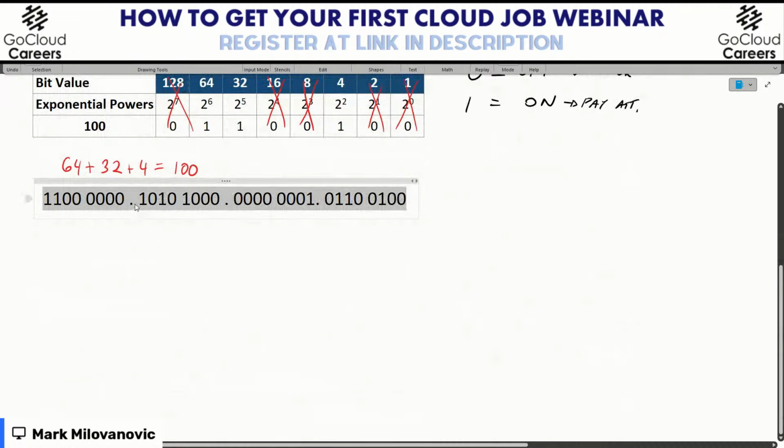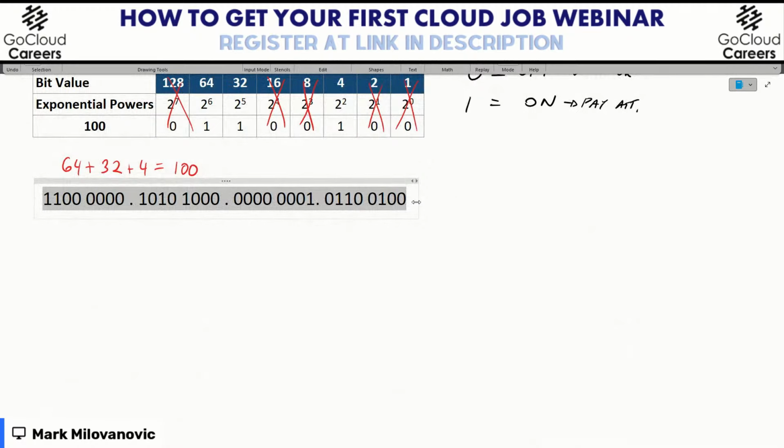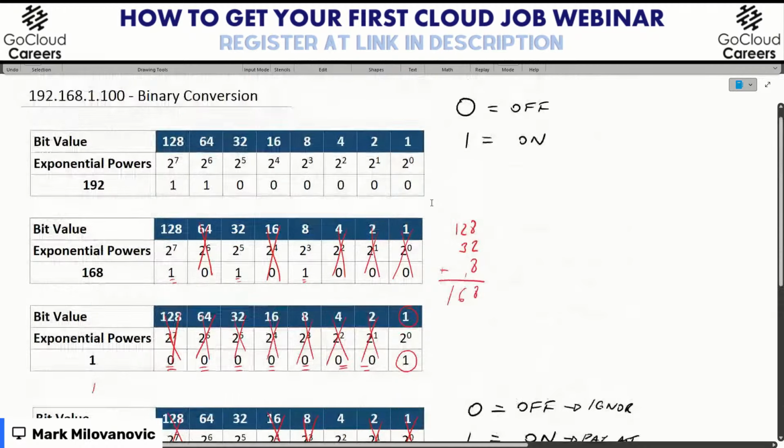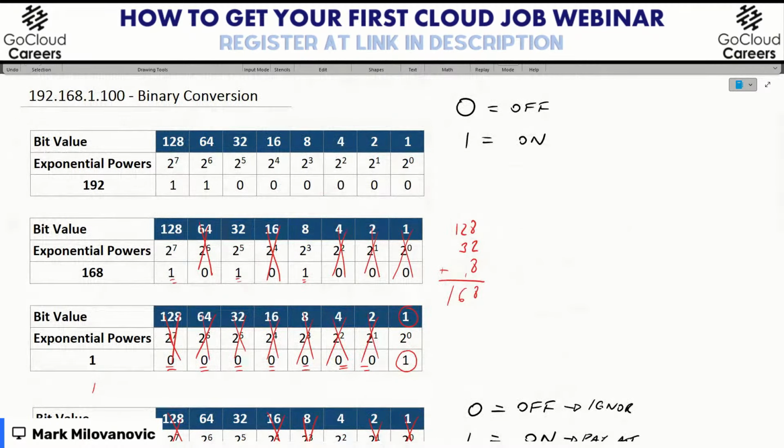Now I added the dots, so at least it separates the 0s and 1s. But in reality for a computer, this is just one large string. There are no breaks in between it. The computer sees this as 1 1 0 0 0 0 0 0 1 0 1 0 1 1. So that means nothing to us. So that's why we're going through this conversion. And then of course, we'll just finish up to make sure that we're correct.